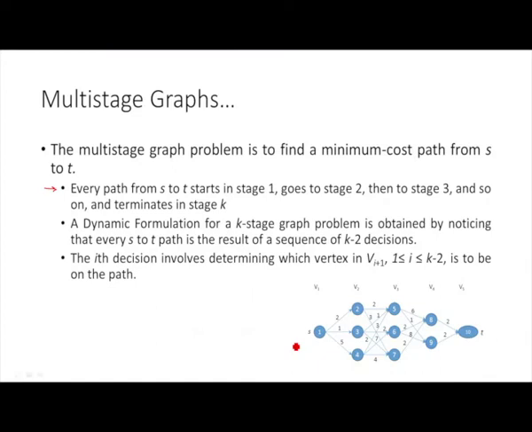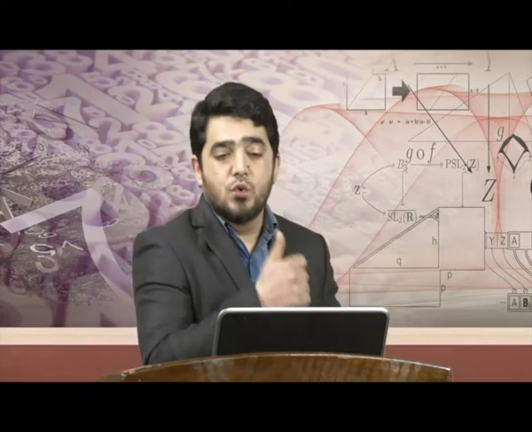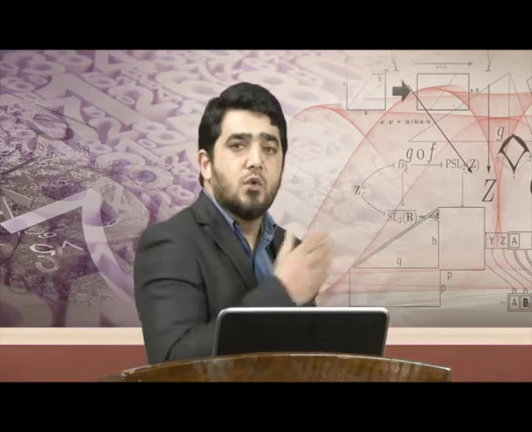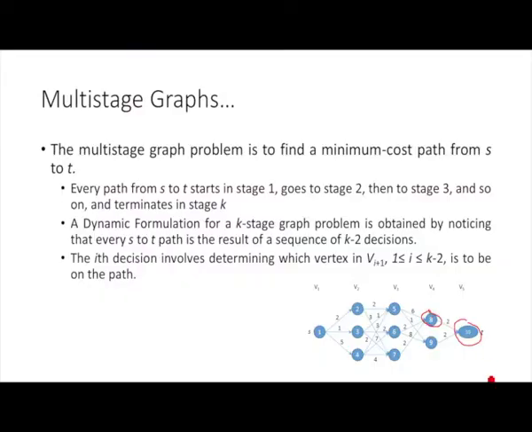There is no decision to make because there is only one node in the stage. Similarly, if we go back one stage, in stage number 4, let's suppose we have chosen node number 8 to be on the path. Now once we are at node 8, do we need to make any decision to get to node 10 in the final stage? There is only one edge from that particular node to the last node, so there is no decision to be made. We simply need to select the final edge.